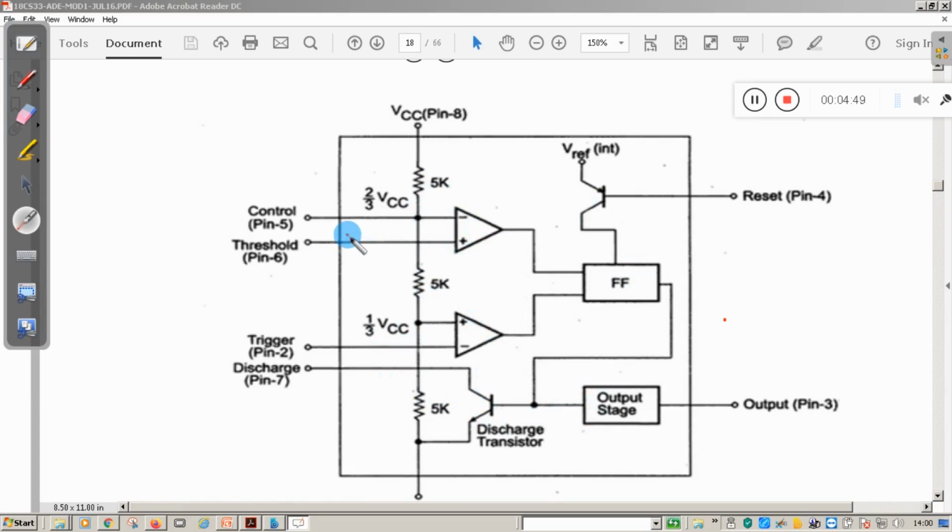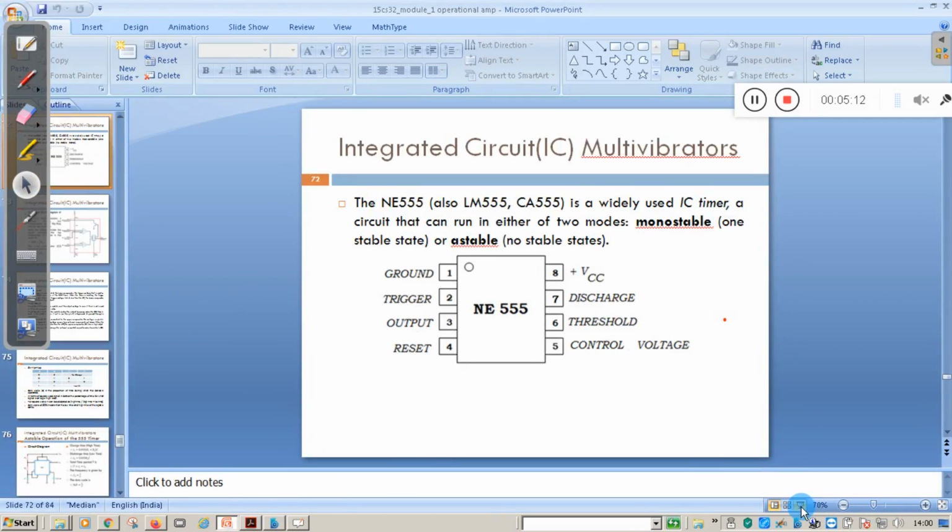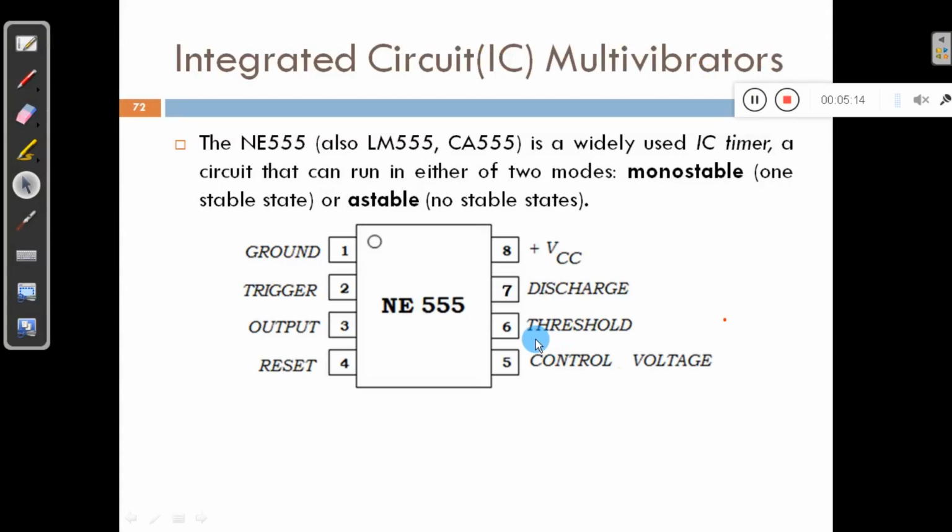Other than that, here pin number 8 is connected to VCC, and this pin is connected to ground. Pin number 2 is called the trigger, 7 is called the discharge, 6 is called the threshold, 5 is the control, 3 is the output, and 4 is the reset. Let me explain this by this diagram. Here this is the IC pin diagram of the 555.